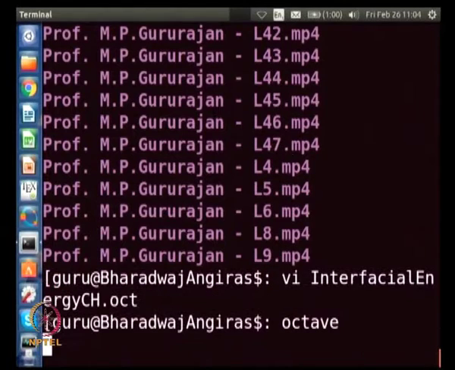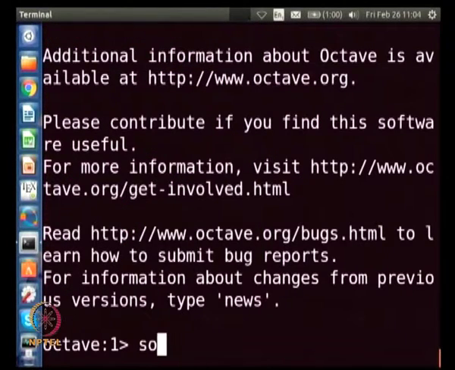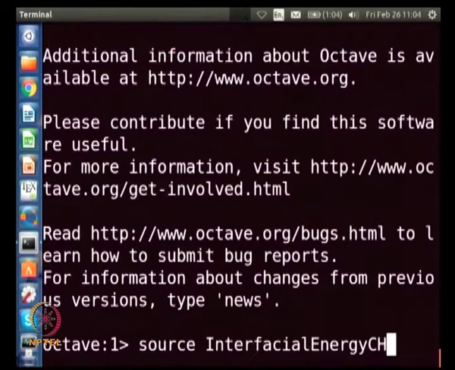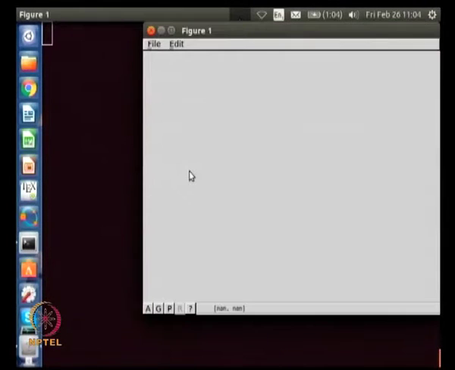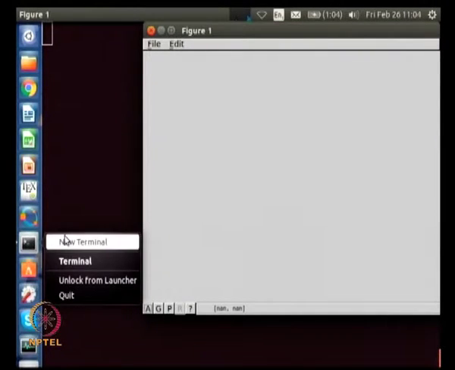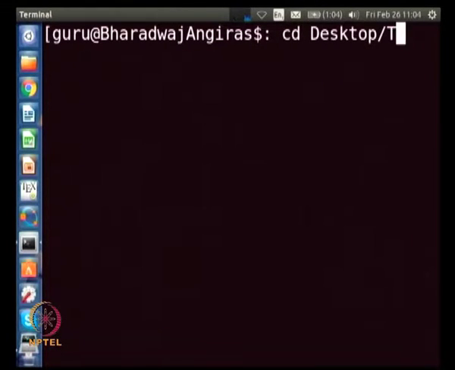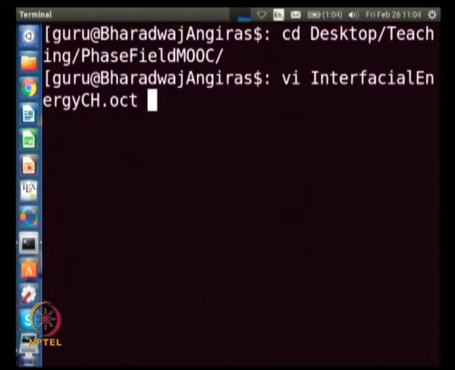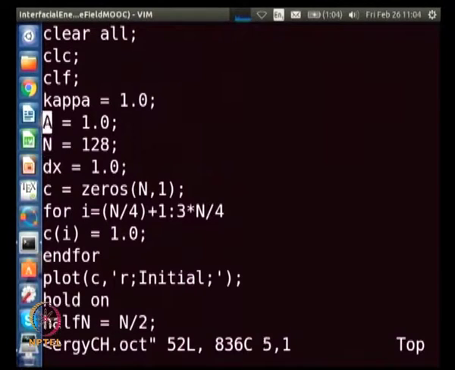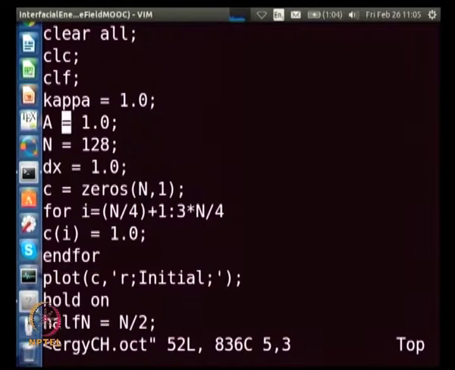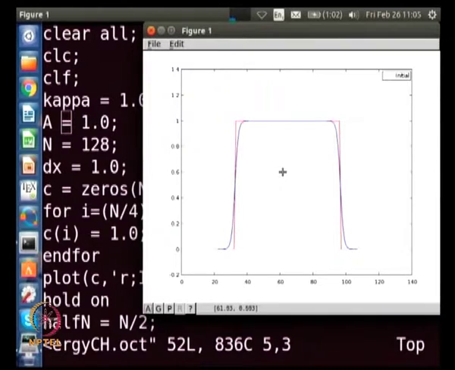I am in the right directory, and the code that we wrote was called interfacial free energy dot Cahn-Hilliard dot OCT. So, let us run that. The kappa value and A value that I am using are 1, and there is a small difference between the analytical solution that we obtained and the numerical solution that we are obtaining.